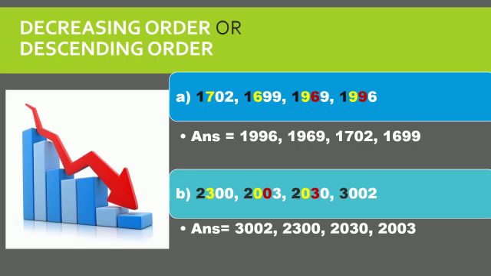Now you have to compare 2003 and 2030. Since both these numbers have 0 in their hundreds place, we go on to compare their tens place. So what do we have here? We have a 0 and a 3. So which is bigger? We have 3 which is bigger, so you write down 2030 followed by 2003.